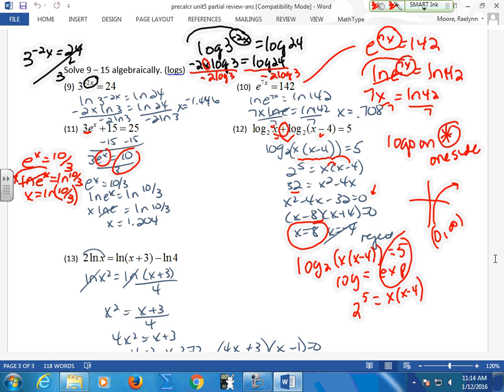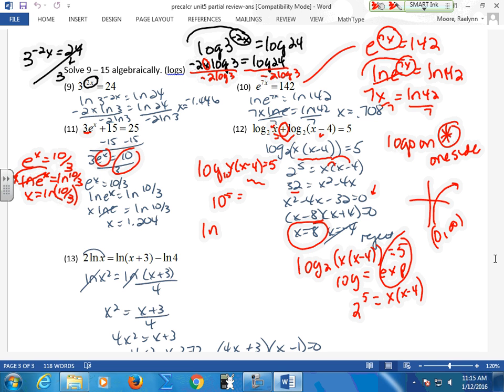That's probably the hardest one when logs are on one side, because you're going to condense that to one log statement, and then you're going to flip it to an exponential equation. What I would caution you also is sometimes there's no base here. If there's no base and we came out like this, how would I flip this to an exponential equation? 10. Good. It's automatically base 10 when it's not there, right? So I need to do 10 to the 5th equals this.